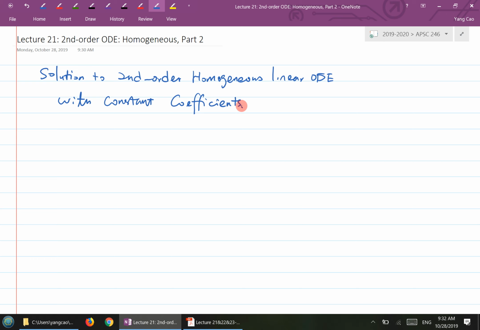Let's continue on second order ODEs. This is what we did in the previous lecture. We have looked at the solution to second order homogeneous linear ODEs with constant coefficients. Basically, we have looked at an equation like this. Here's the second order linear ODE, and it's homogeneous. The coefficients here are constant, so A and B are constants.